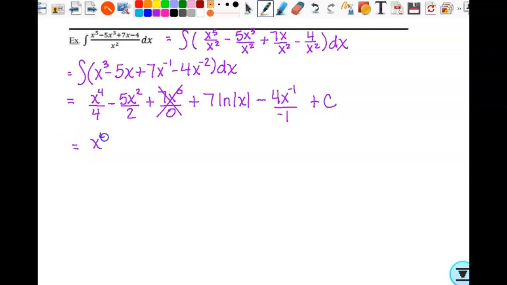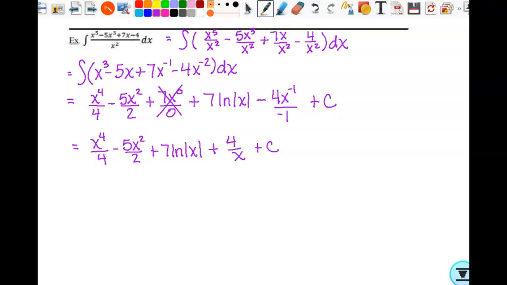I'd have x to the 4th over 4, or 1/4 x to the 4th. I switch between writing them both ways. It doesn't matter either way. Minus 5x squared over 2. This really wasn't anything, so then we have plus 7 natural log of the absolute value of x. Now this was minus, but then I'm dividing by a negative 1, so that's really plus, right? And that would be 4 over x. Because it's not really proper to leave your negative exponents. Like, it's okay because we have safe stops, but, you know, when you kind of put them back.